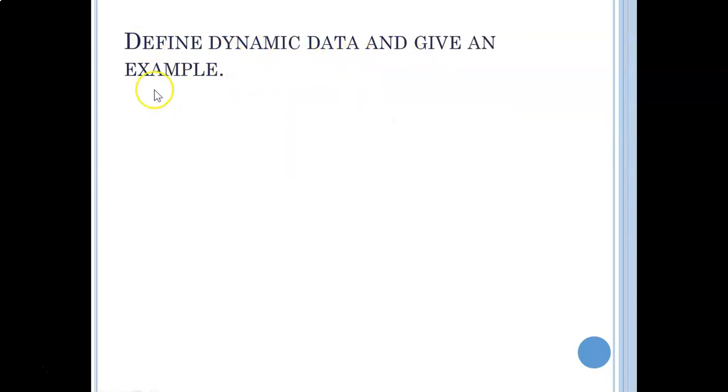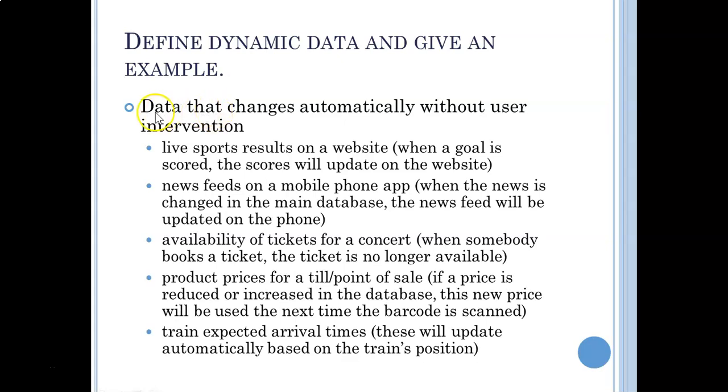Define dynamic data and give an example. So dynamic data is data that changes automatically without user intervention. So some data that is online that uses the internet, you're going to find that most data, or at least some of it, is going to be dynamic data. So here are some examples. You get live sports results on a website. So for example, when a goal is scored, the scores will update on that website. If you have news feeds on a mobile phone app, when the news is changed in the main database, the news feed will be updated on the phone.